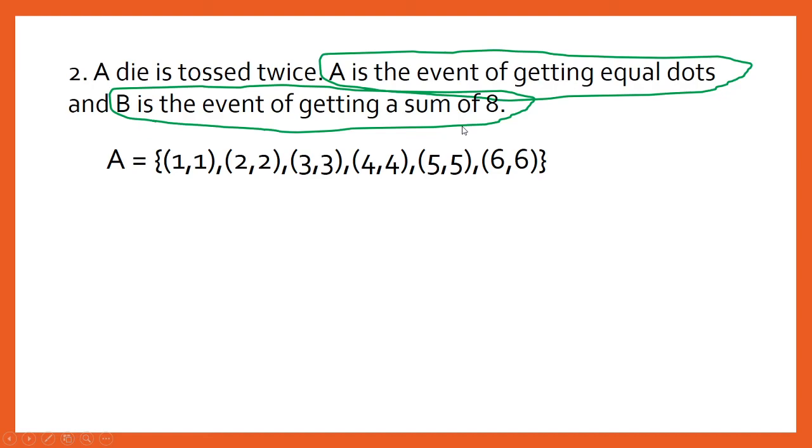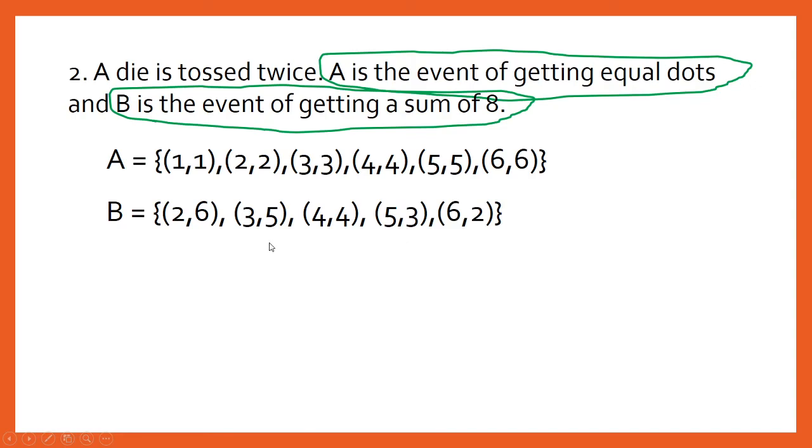Ayan. So, recall dun sa 36 outcomes, ano yung pwedeng makakuha na tayo ng sum of 8? So, pag pinag-add daw natin yung dalawang numbers, it's equal to 8. So, that will be 2,6, 3,5, 4,4. Pwede nating baliktarin. 5,3, 6,2. So, ilan yan? 5.